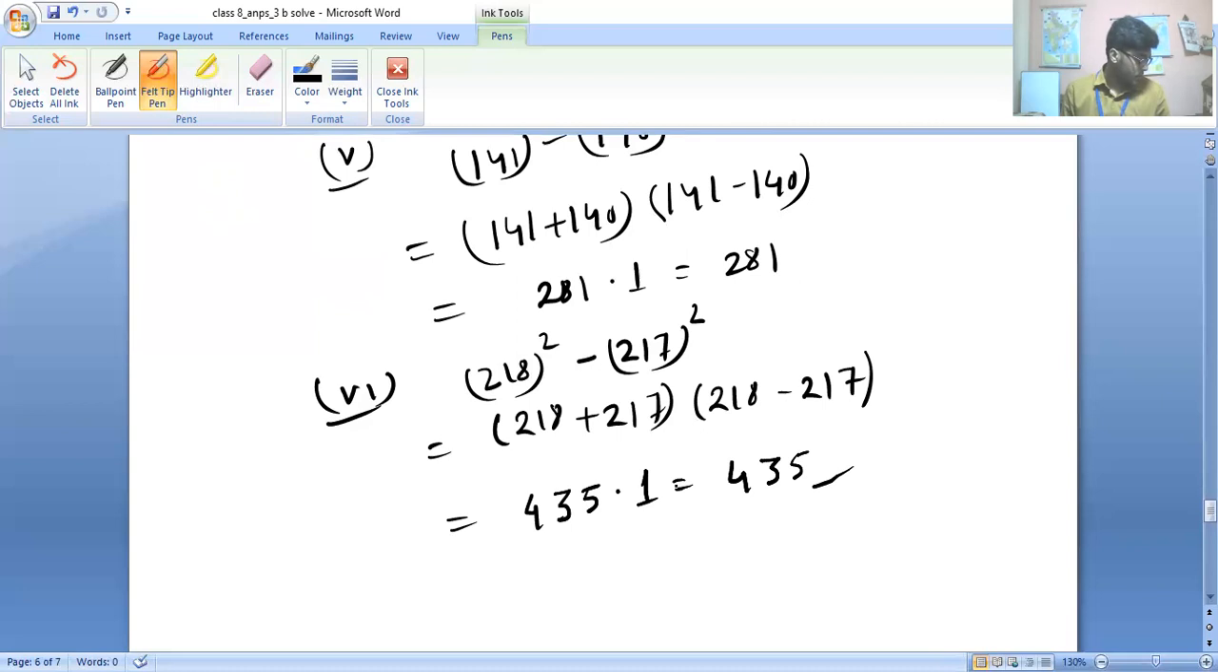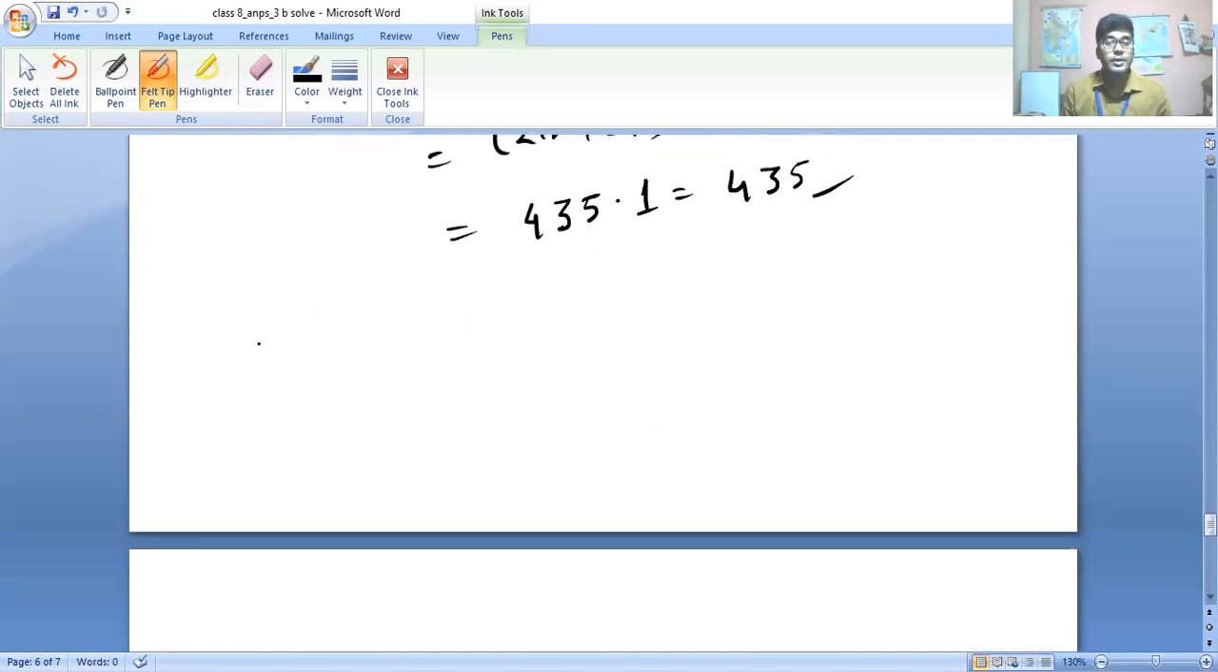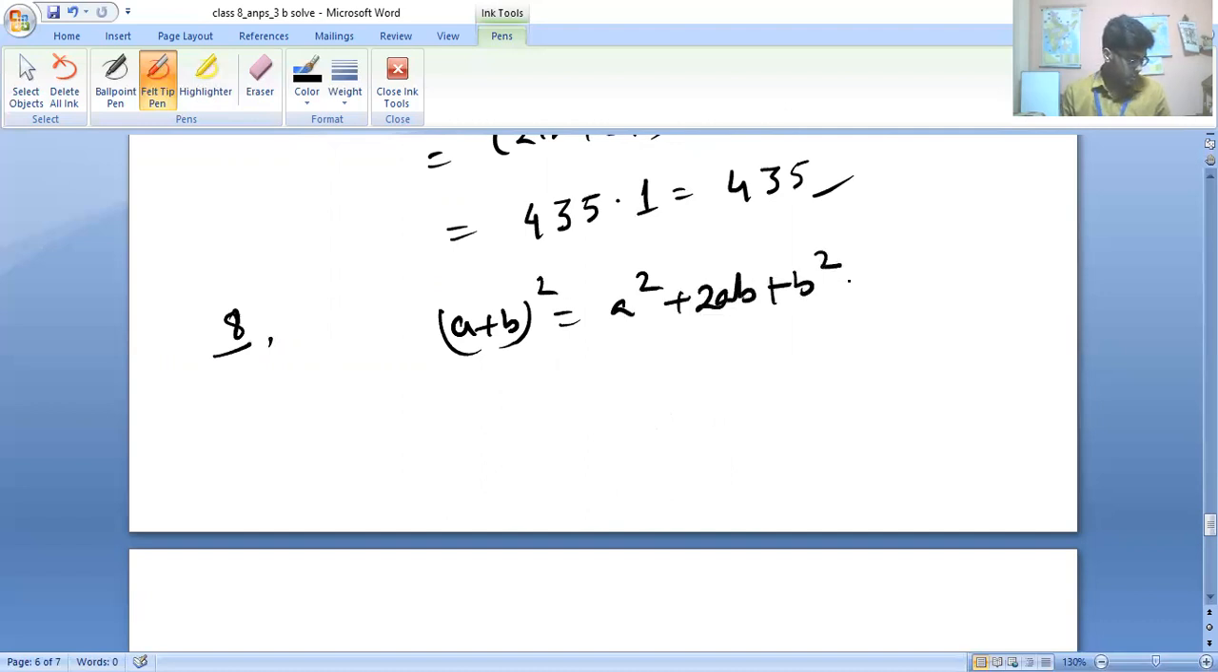Okay, students. So now let us do question number 8. It is clearly said in question number 8, we will use this formula: a plus b whole square is equal to a square plus 2ab plus b square.